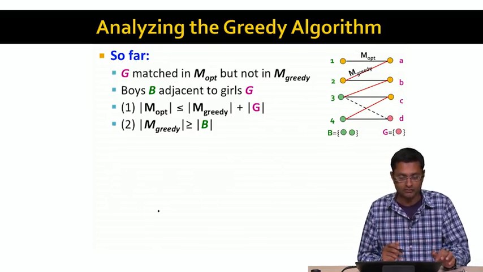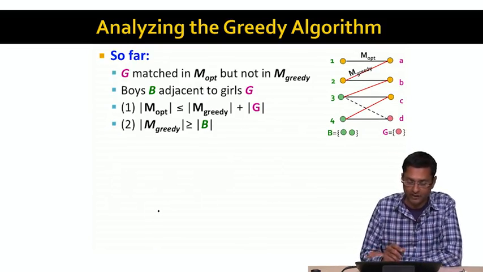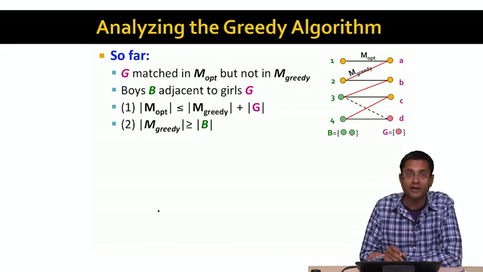Moving on, what do we have so far? We have two equations that we derived. The first is that M optimal is less than or equal to M greedy plus G, and the second is that M greedy is greater than or equal to B.